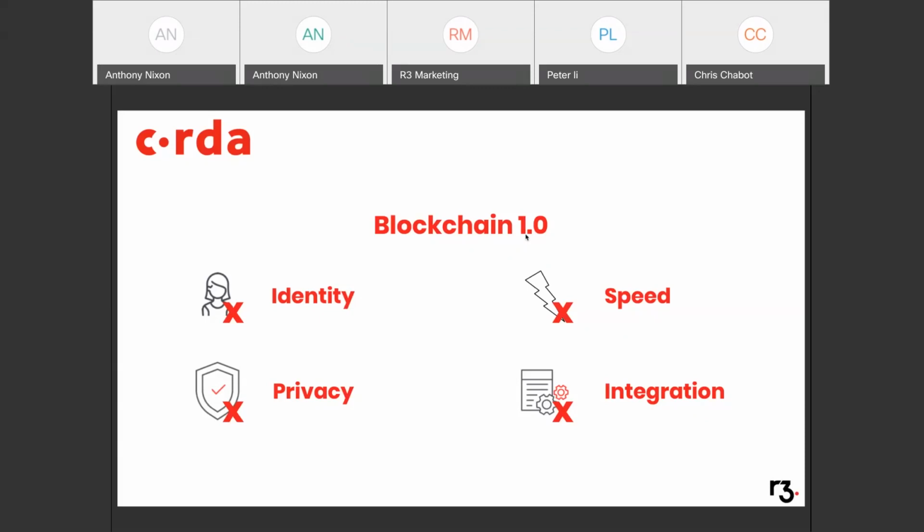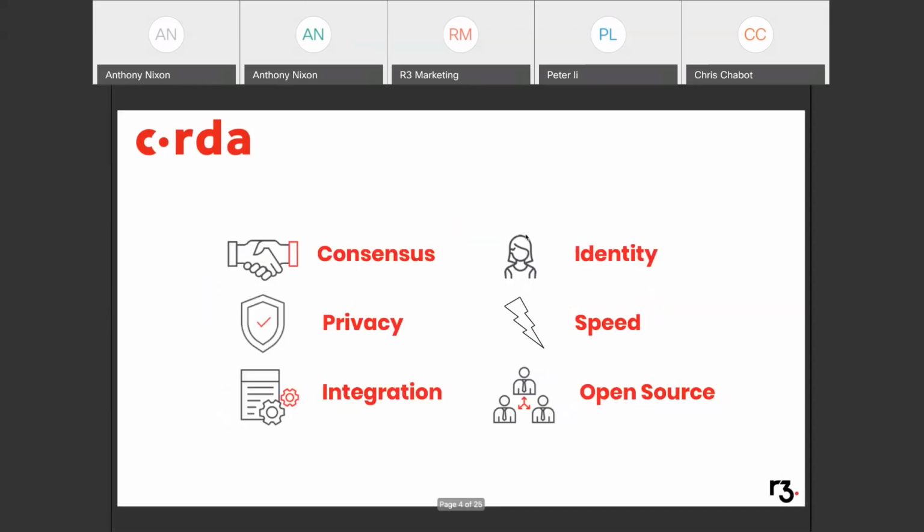Speed. If you've done Bitcoin, you know that it takes a little while to hit probabilistic finality. And integration: yes, there are a lot of Ethereum projects and a lot of Bitcoin projects out there, but it's really hard to integrate with legacy systems or with your corporation or enterprise. So these are some limitations of blockchain 1.0, and we can evolve on that. We can go further.